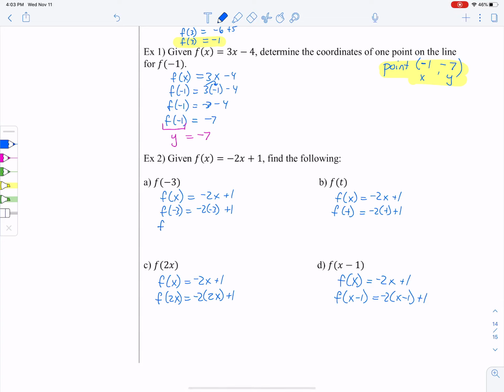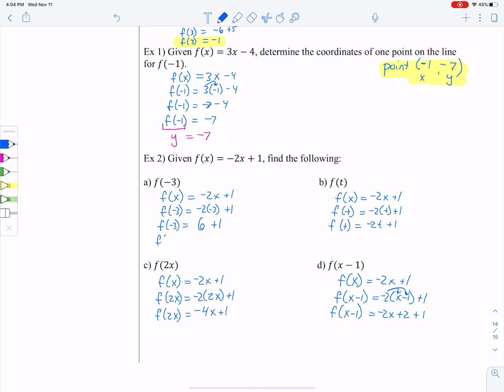Okay, now I need to multiply. So this one, negative 2 times negative 3 becomes 6 plus 1. Negative 2 times t becomes negative 2t plus 1. This one, negative 2 times 2x becomes negative 4x plus 1. Here there's two terms, so you need to multiply it to both to get negative 2x plus 2 plus 1.